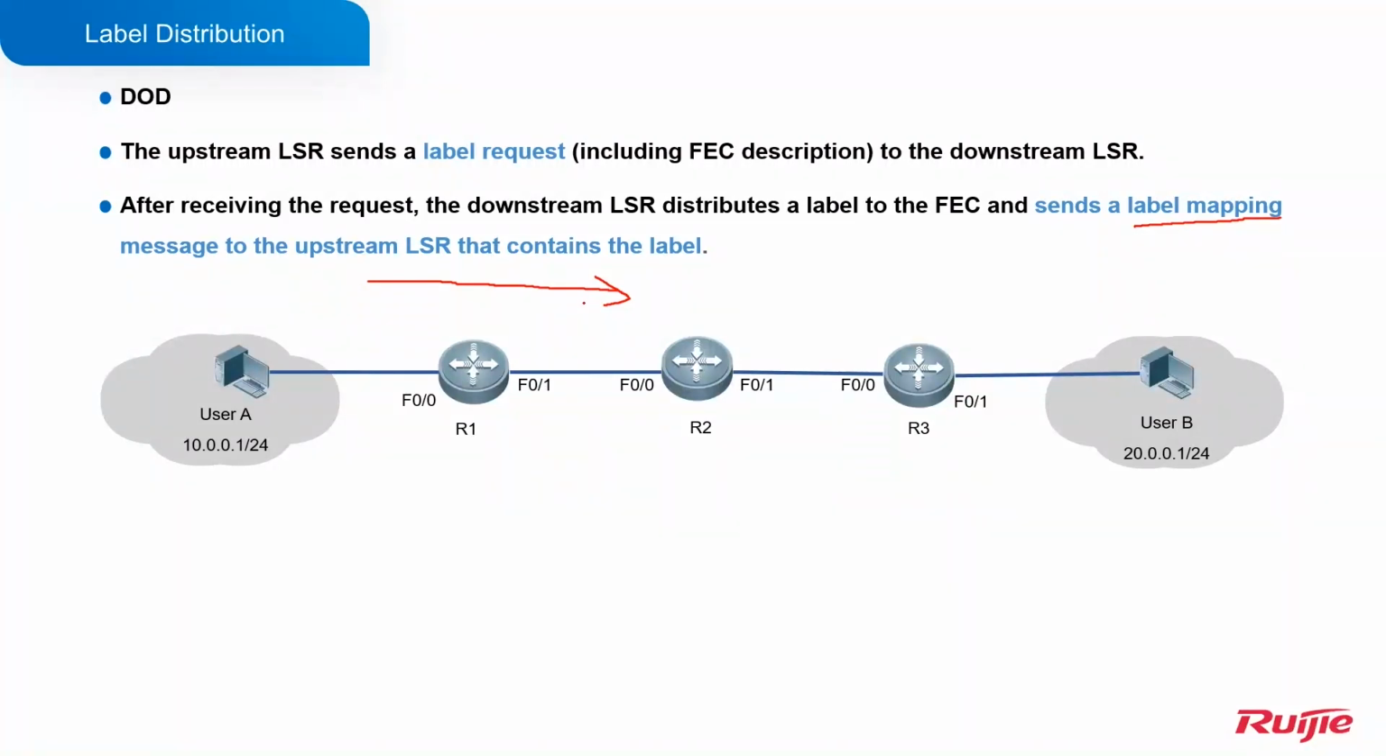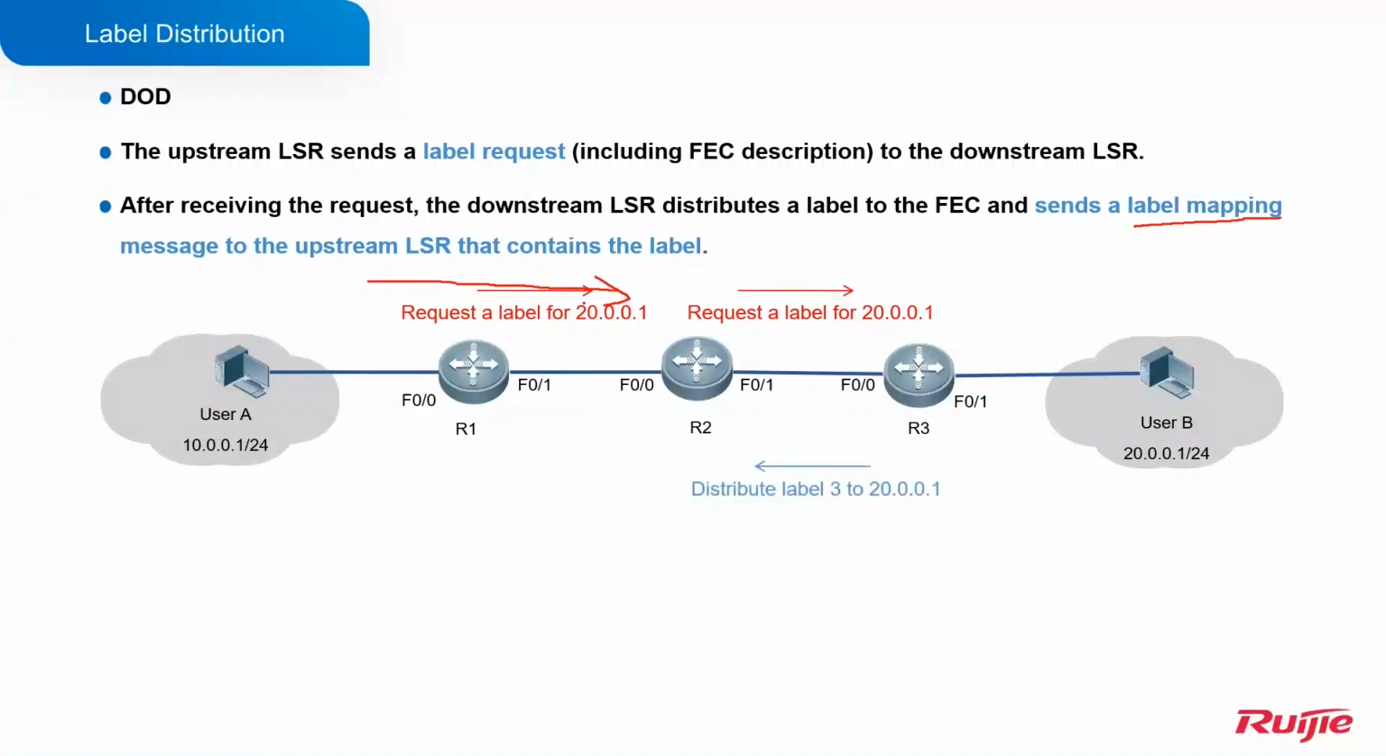So if we use the function of DOD, that means route 1 will send out the message, please give me the label for 20.0.0.1. I will make this label become the out label. And then route 2 also will send out the request message to route 3, because route 3 is the most downstream router. This is the first router to get the information of 20.0.0.1.